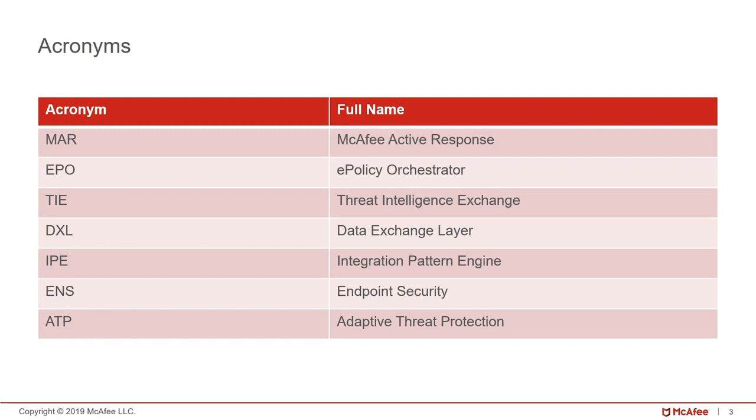Let me start off by showing you the acronyms and abbreviations that you'll see within this product and throughout the presentation. So at the top of the list, we have MAR, which is McAfee Active Response, as well as ePolicy Orchestrator, TIE, and DXL. And the one you probably haven't seen before is IPE. This is our Integration Pattern Engine, which is a piece of the DXL broker that is responsible for forwarding trace data up to the EPO cloud backend. We also rely on Endpoint Security and ATP, or Adaptive Threat Protection, for full functionality of MAR.